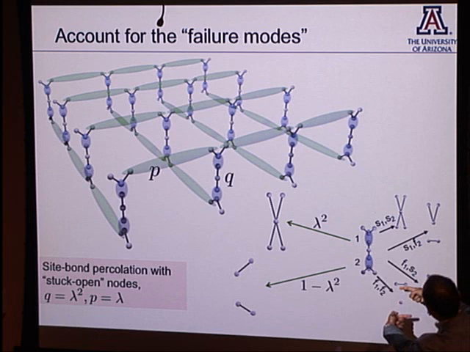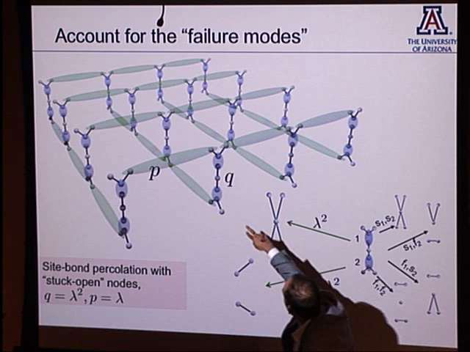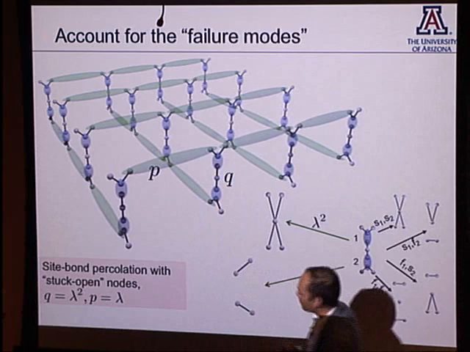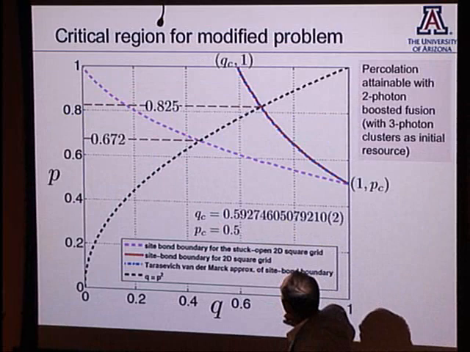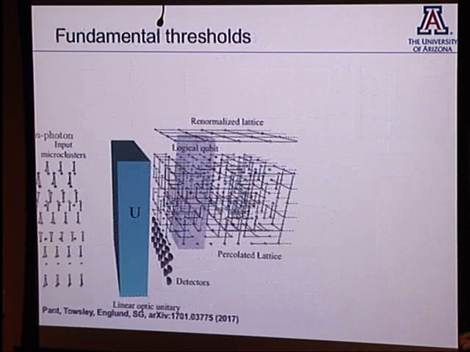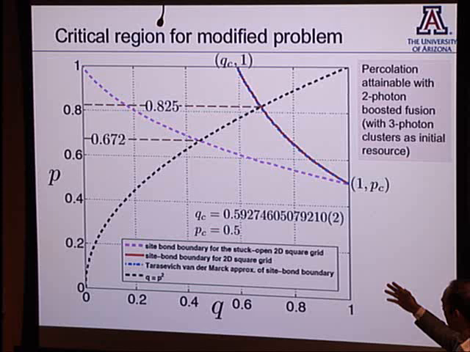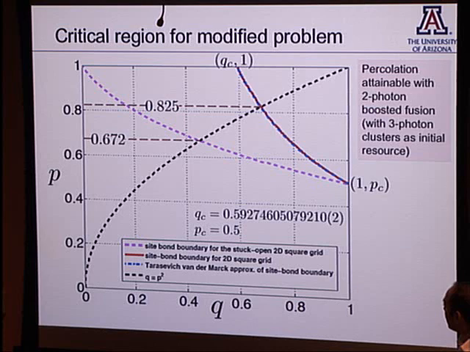Now, if you account for that in this picture, if both of these fail, the bonds, so these two photons are still connected and these two are still connected. And if you account for that and draw the new side bond region, you get this magenta line, which intersects with that P equals Q squared line at 0.672, which is below this threshold that we talked about, that 0.78 threshold. So you can get a percolated cluster if I start from these three photon GHZ states as a starting point and linear optical fusion.